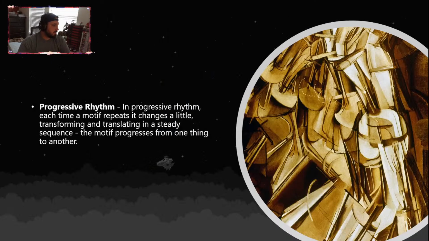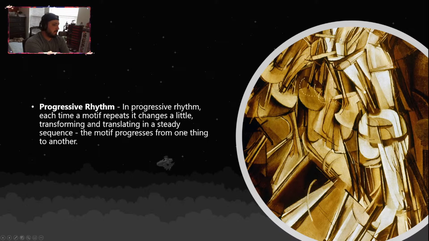The last one here we've got is progressive rhythm, okay? In progressive rhythm, each time a motif repeats, it changes a little, transforming and translating in a steady sequence. The motif progresses from one thing to another, right?